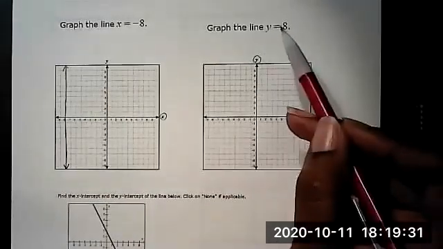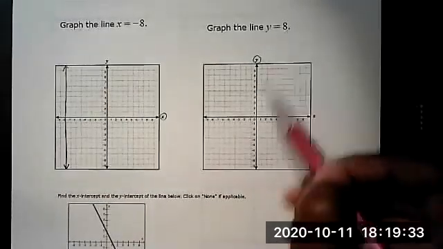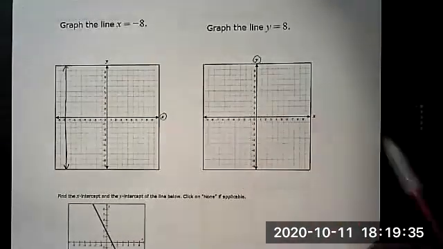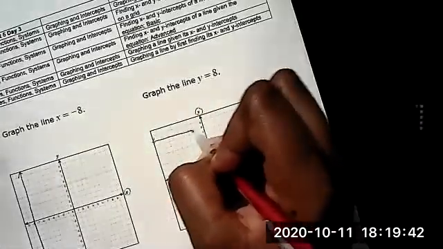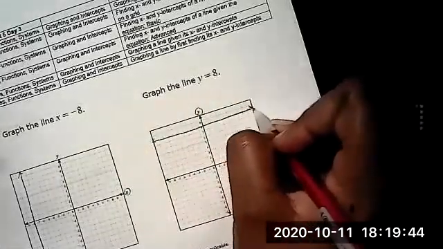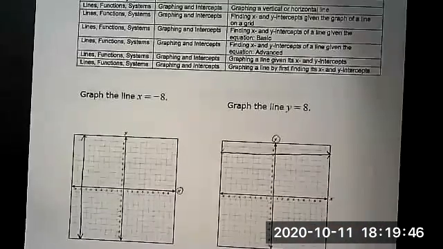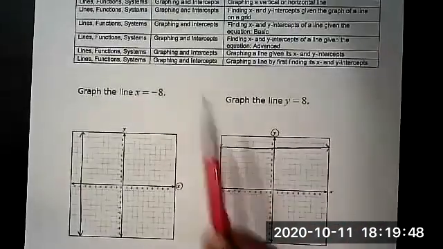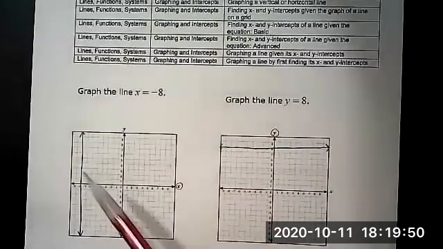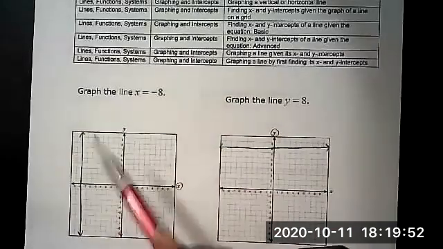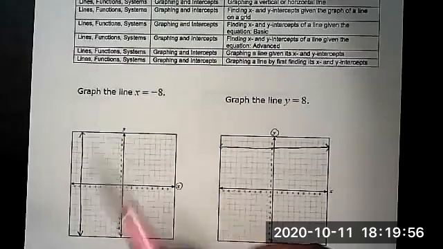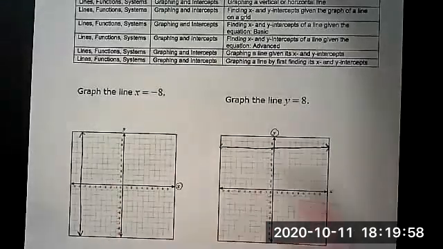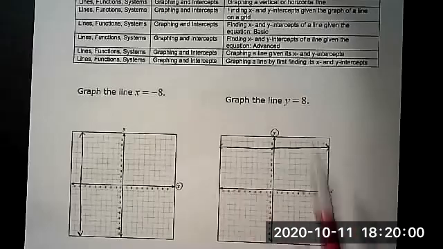So here with your Y equals at +8, it crosses the Y axis at +8, a straight horizontal line that crosses the Y axis at 8. That is Y equals 8. So you'll know it's X equals if it's a vertical line that crosses the X axis. If it's a horizontal line that crosses the Y axis, it's going to be Y equals.